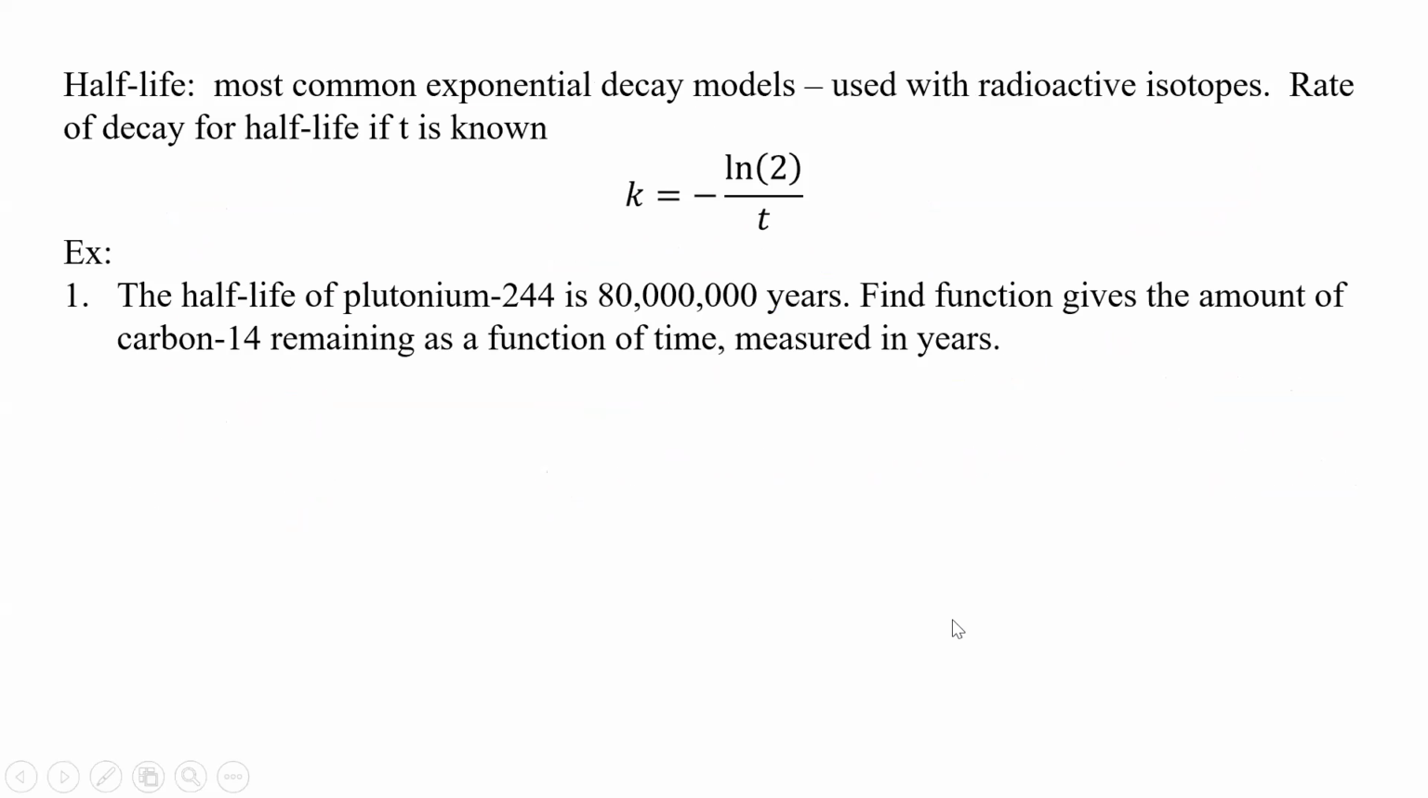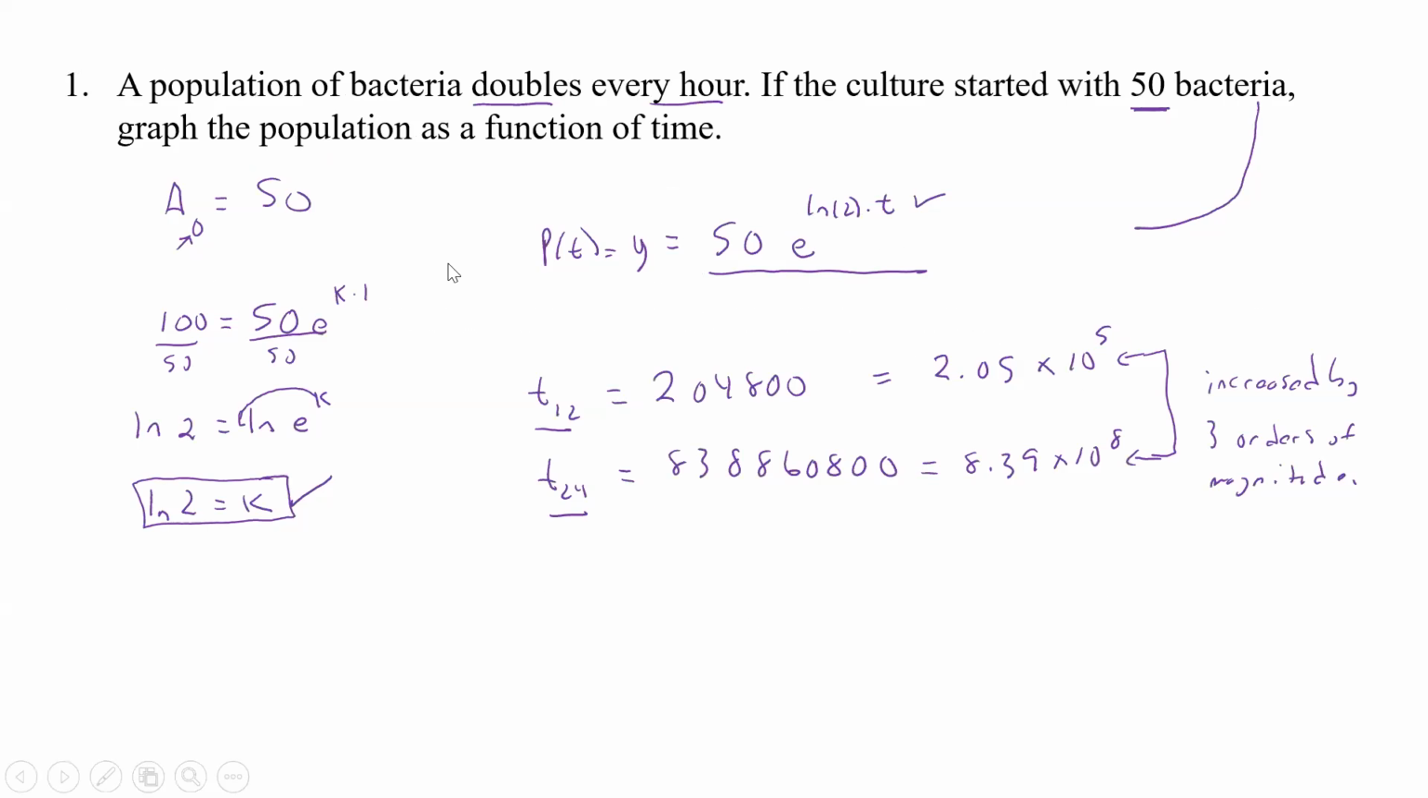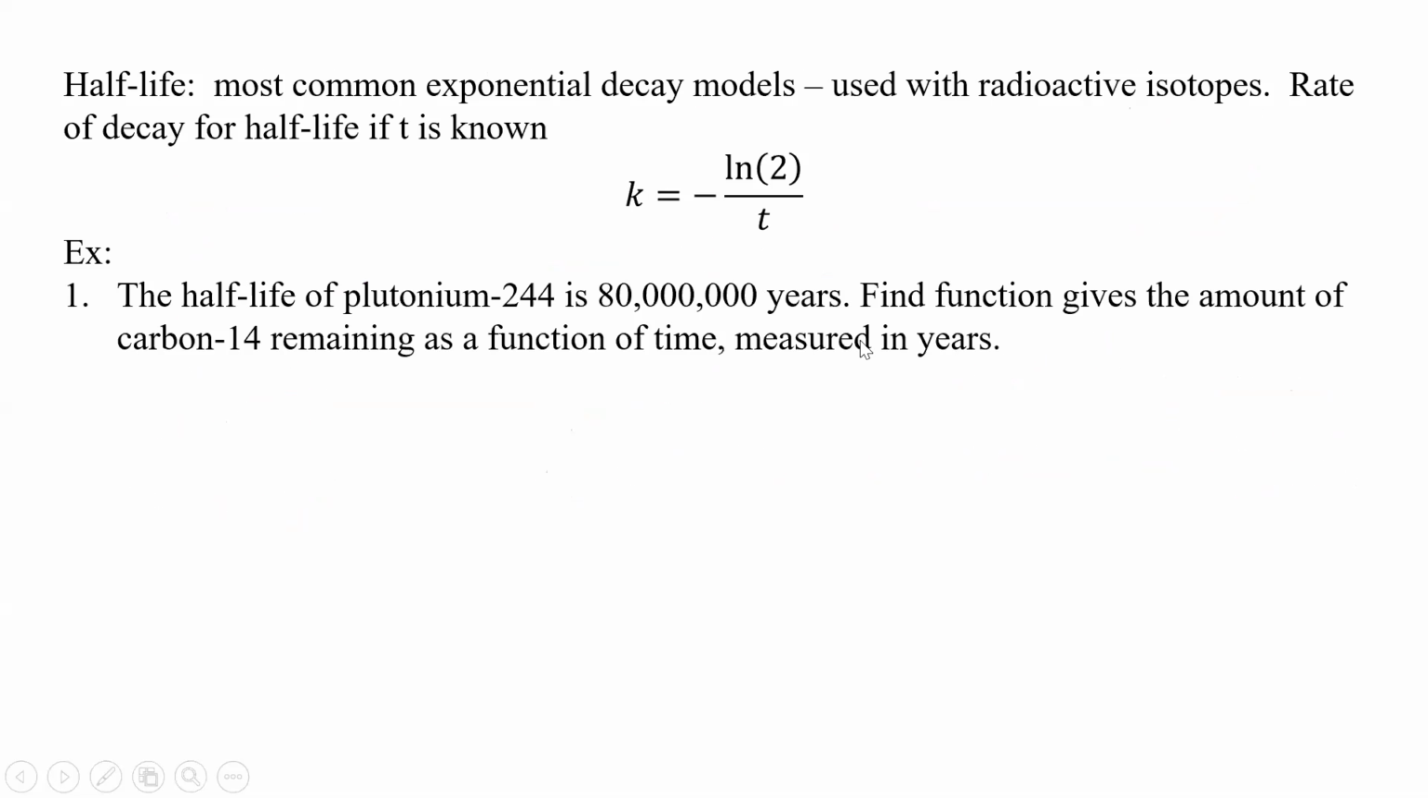All right, so that's doubling. What if we want to do half-lives? That's the most common exponential decay model, because it's usually with radioactive isotopes. For the rate of decay for a half-life, K is equal to minus the ln of 2 over T, where T is your time in years for the half-life. That'll give us our K constant. Then we can plug that back into something like this. We'll have our initial value e to that K times the T, and we can solve it that way.